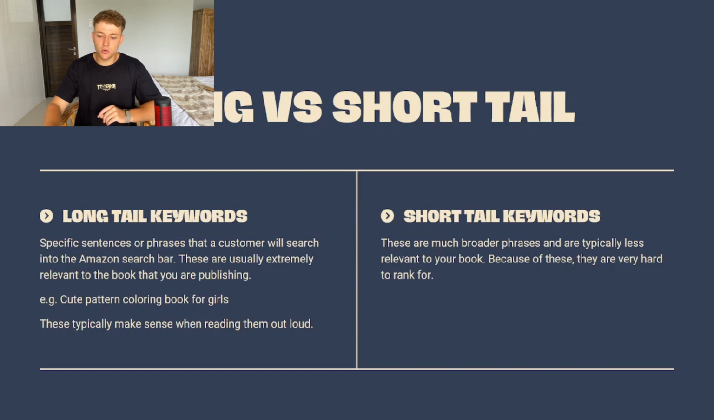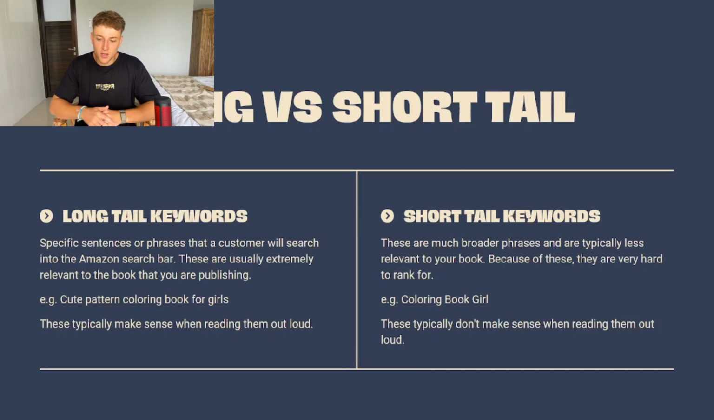On the flip side, short tail keywords, obviously by their name, are a lot shorter, and these are much broader phrases that are typically less relevant to your book. Because of this, they are very hard to rank for. For example, colouring book girl. This is a much broader phrase. It doesn't actually make sense on its own. Because it's related to so many different books, it's going to be much less specific to a certain type of book. So these typically don't make sense when reading them out loud, because it's how you search into an Amazon search bar.